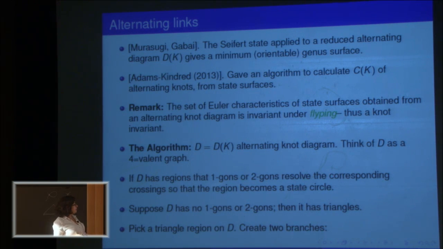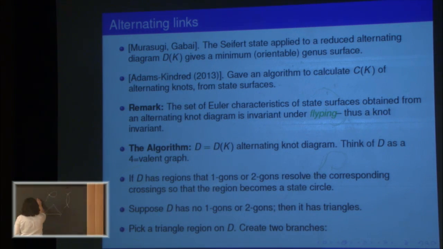So let's begin with a projection. If there is a 1-gon or a 2-gon, I will resolve the crossings so that the region that is the bigon is going to become a circle. So for instance, when I had this kind of thing, I'm going to be considering only this kind of resolution out of the 4 that I have potentially, 2 to the 2, right? And for the monogon, I'm just going to do this one that makes it a circle.